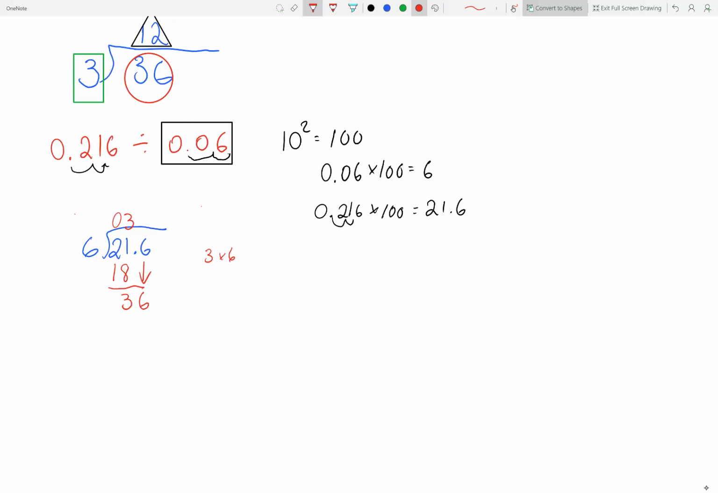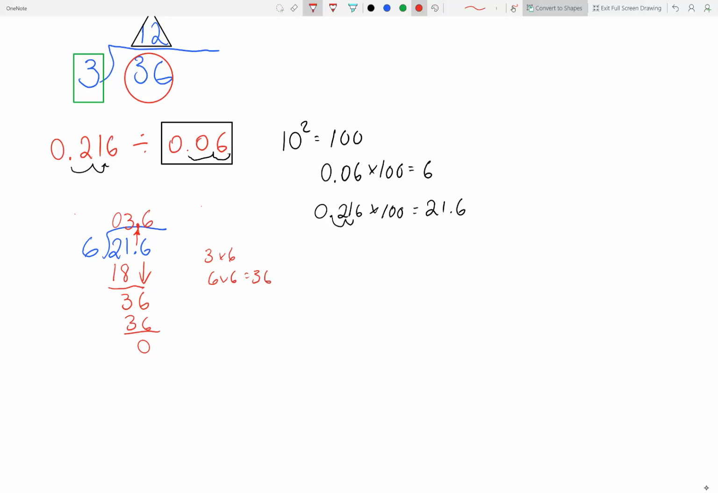I know that 6 times 6 is equal to 36, so I will place a 6 up here. 36 take away 36 is 0. And the last part that I need to do is ensure that I move this decimal into the same place in my answer. So my answer is 3 and 6/10.